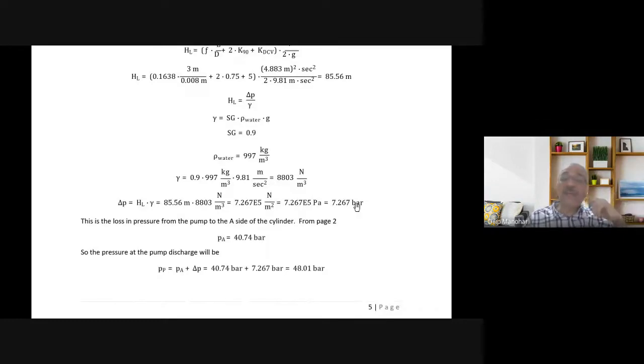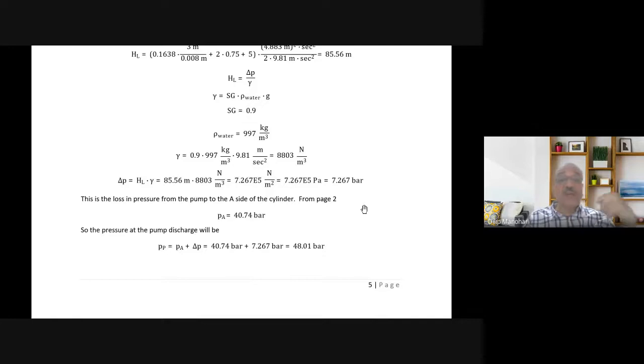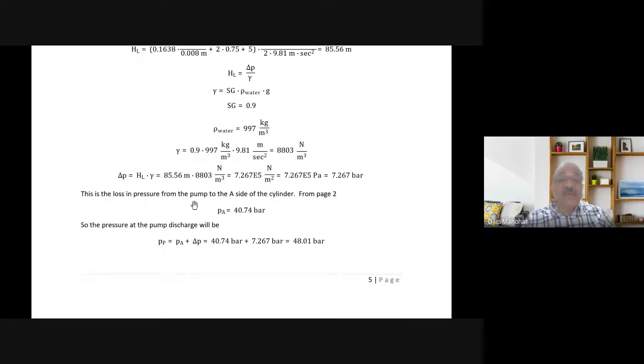That means it will be in Newton per meter square, that is, 7.26 bar. So now we know the loss in the pump to A, which is given here. From the previous page, the pressure required at PA to drive the piston was given as 40.74. So now the pump pressure will be this plus this.